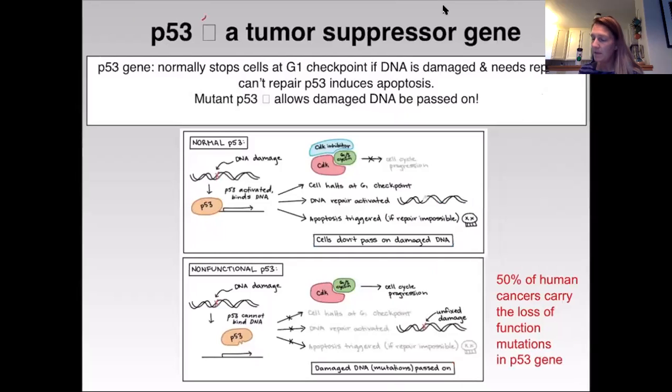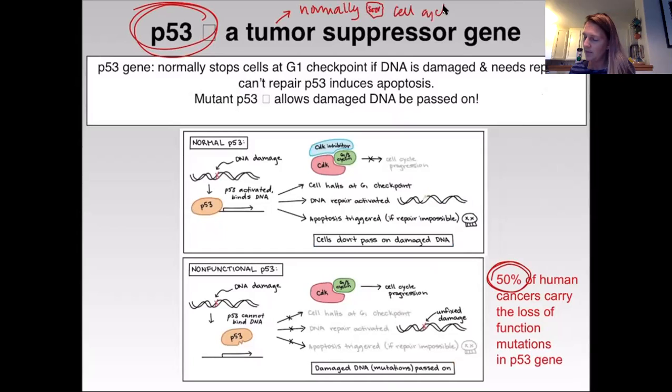p53 is a tumor suppressor gene, all right? The statistics say that 50% of human cancers carry some sort of loss of function mutation in p53. p53, again, is a tumor suppressor. That means it normally stops the cell cycle if something's wrong. And if you have a mutation in that, then the cell is just going to continue, right?